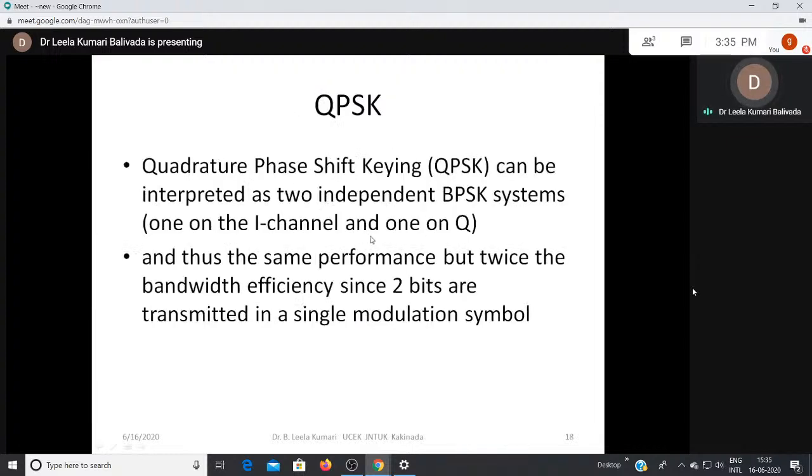Quadrature phase shift keying can be interpreted as 2 independent BPSK systems. Based on its modulation process, it comprises an I channel and a Q channel, and each channel is interpreted as an independent BPSK system. Therefore, the performance of QPSK is the same as BPSK, but with twice the bandwidth efficiency, since we are transmitting 2 bits. So 2 bits are transmitted in a single modulation symbol.